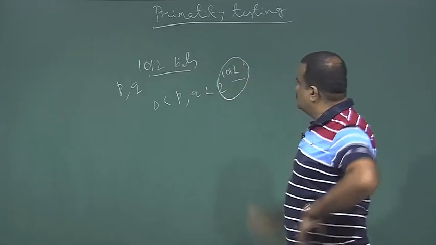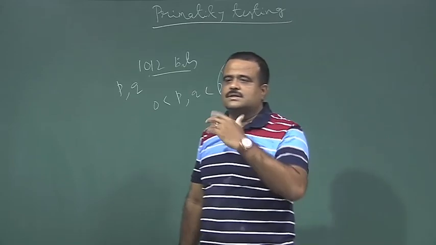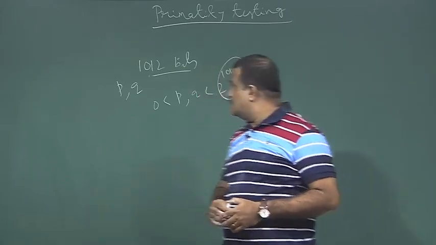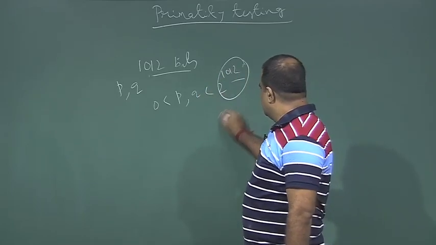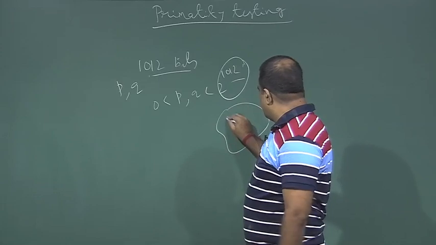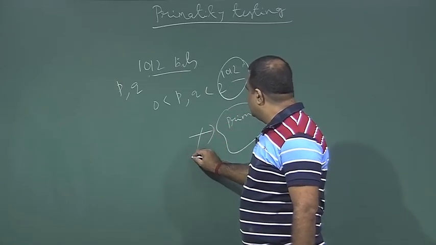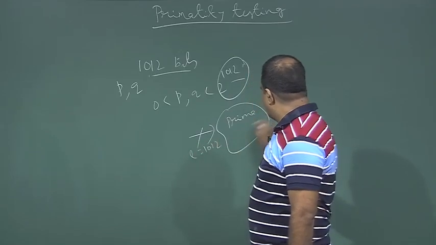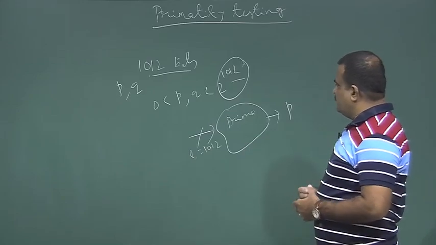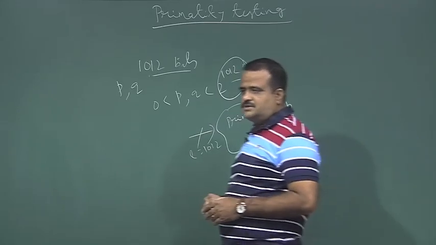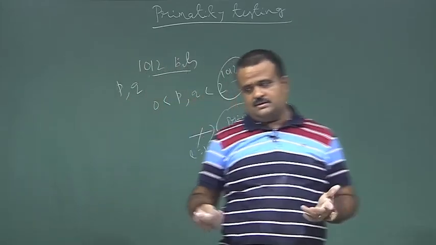So, a huge number. Now the question is, is there any algorithm which can give us a prime number with this many bits? Say we give an input L, and it gives us a prime which is this many bits. No, there is no such algorithm which can give us a prime number of our desirable size.